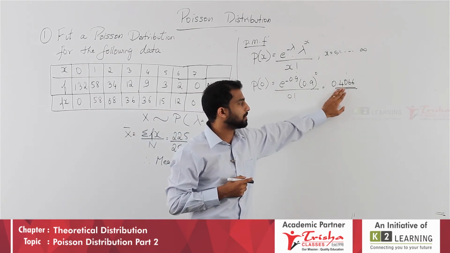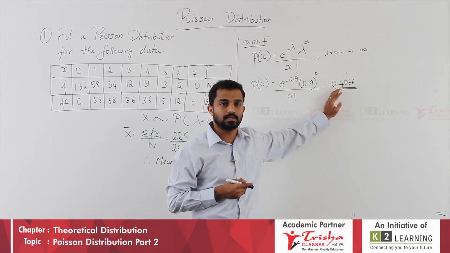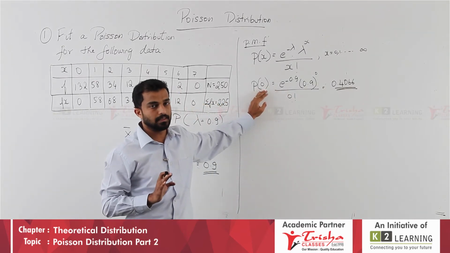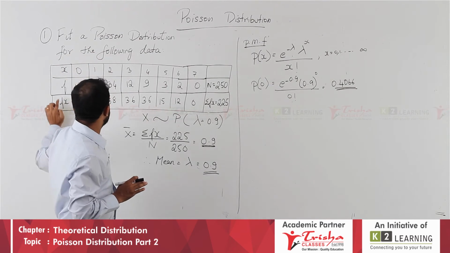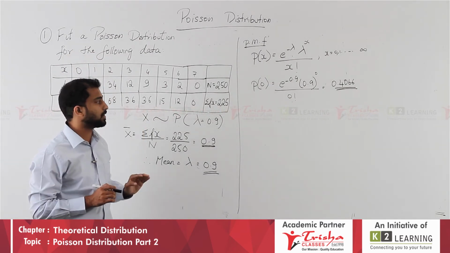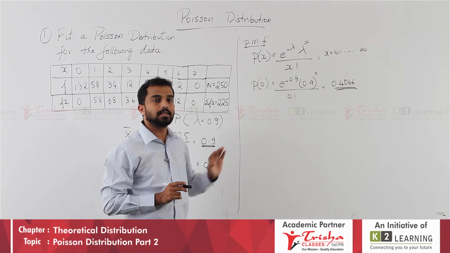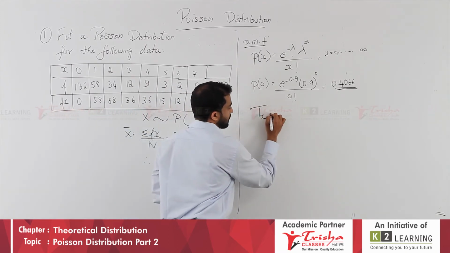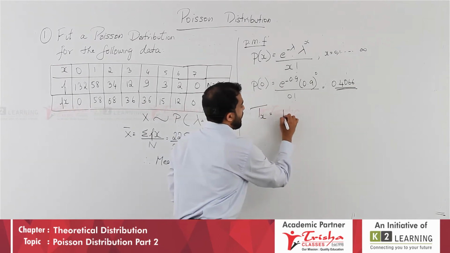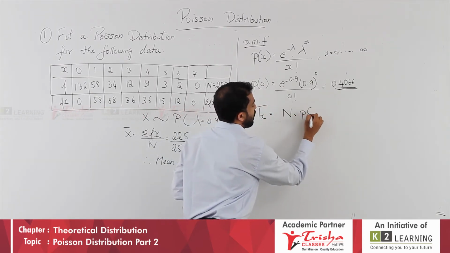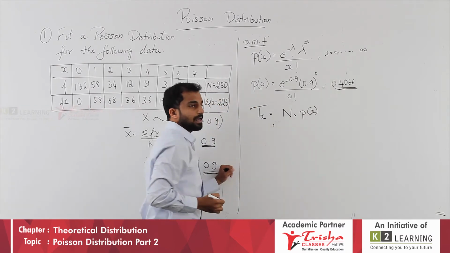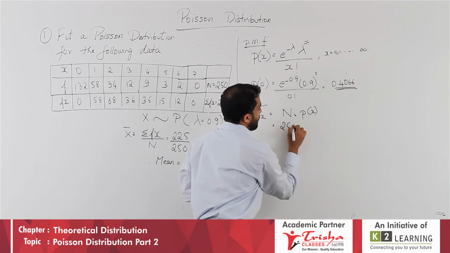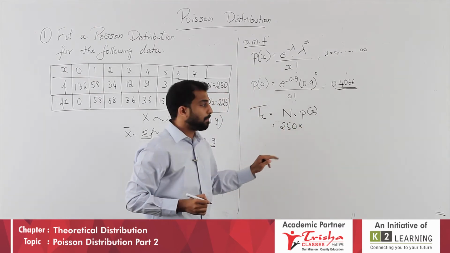So the answer becomes 0.4066. But students, we do not require probability terms here. We require the frequency terms, and that is why we will find out the frequency. Frequency is denoted by T of x is equal to n into P of x. What is n here? The total frequency, 250, into P of x.